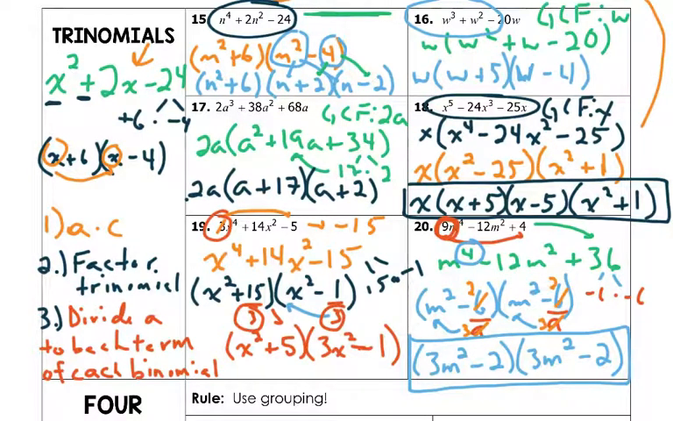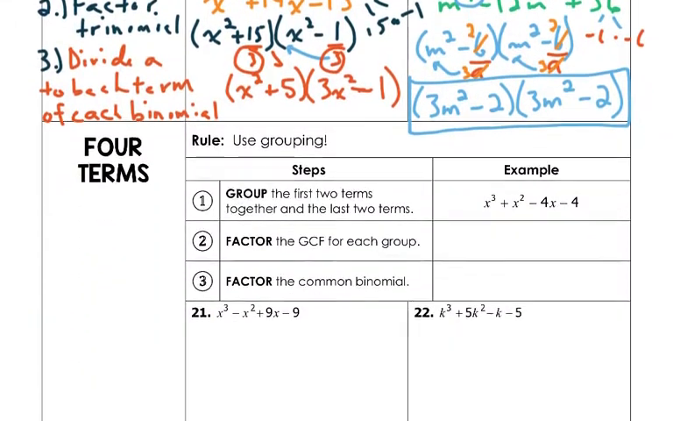Again, just follow through those steps. Remember that for 19 and 20, if a is not equal to 1, you multiply a to the last term, factor as usual, and then bring that a back in, divide it, simplify. If there's still a denominator, you've got to put it to the front of the binomial. All right, let's use grouping.